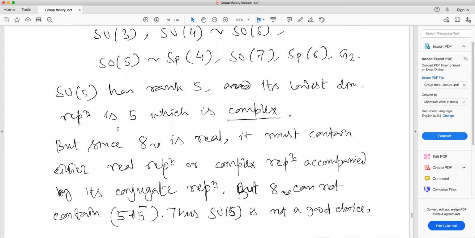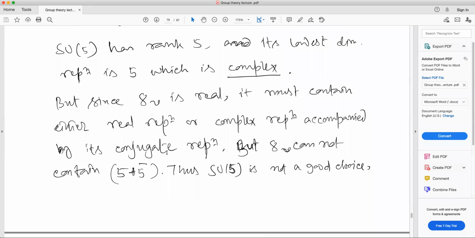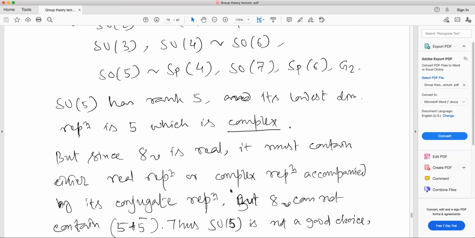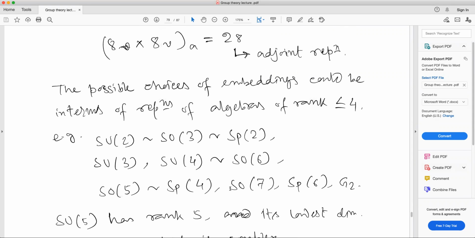And its lowest dimension representation is 5, which is complex. But since 8V is a real representation, it must contain either a real representation or a complex representation accompanied by its conjugate. Then it can be accommodated in the real representation. Right? But 8V cannot contain 5 plus 5 bar, because that is a 10-dimensional representation. So thus SU5 is not a good choice and cannot be embedded within this SO8.